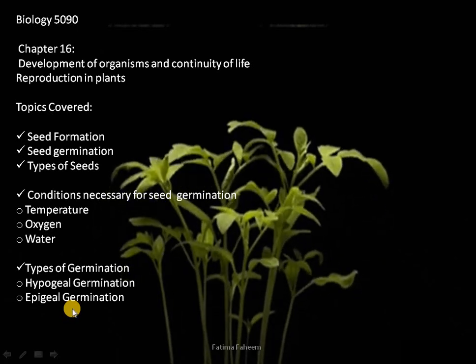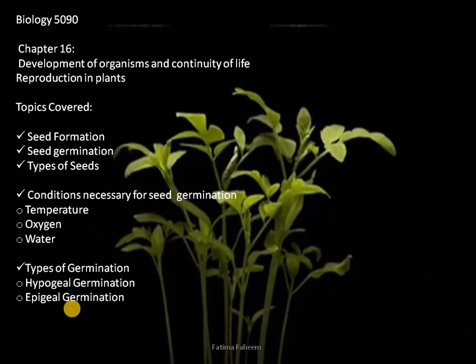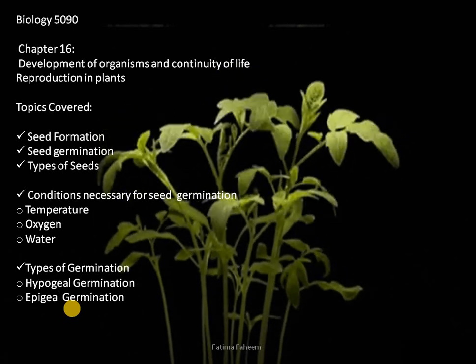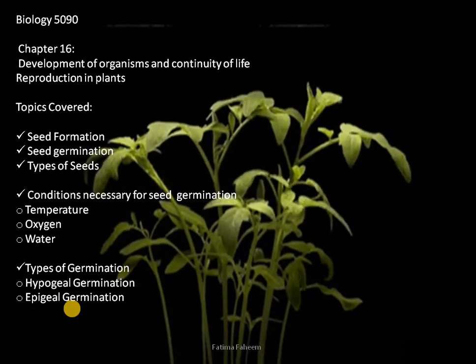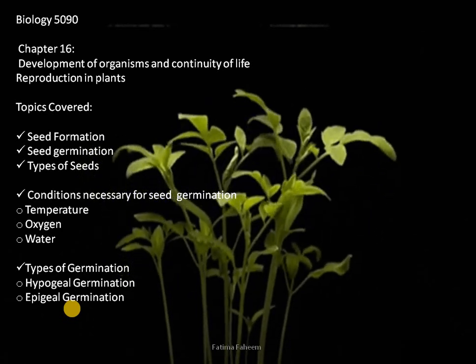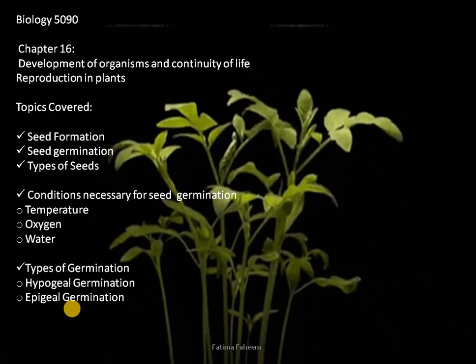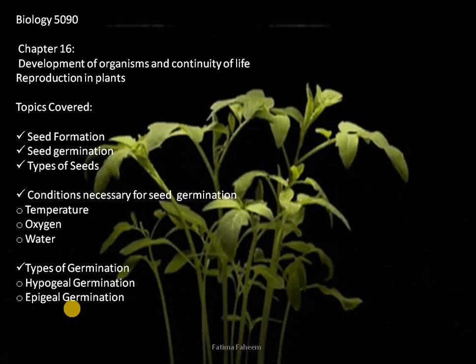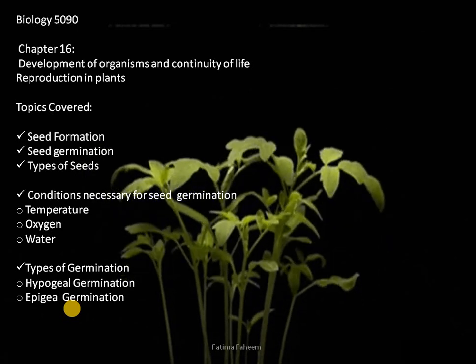Alright, this is chapter number 16, Development of Organism and Continuity of Life. We were reading about reproduction in plants, and in today's lesson we have to see all about seed, its formation, how the seed germinates, the type of seeds, the conditions which are required for seed germination, and then we will also see the types of germination.